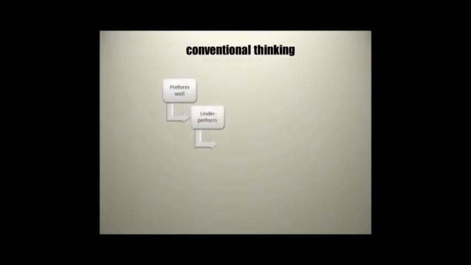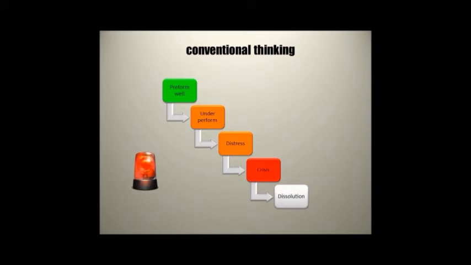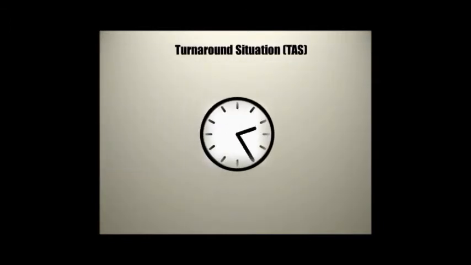Conventional thinking suggested to us that a business will slide down the failure slide from performing well, moving to underperformance, then eventually in distress and in crisis, and if it cannot be turned around, it has to be dissolved. But we know that this is insufficient for us to understand turnaround situations. We know that turnaround situations often appear suddenly and leadership has to respond. So what is a turnaround situation and how can we use it to select strategies?